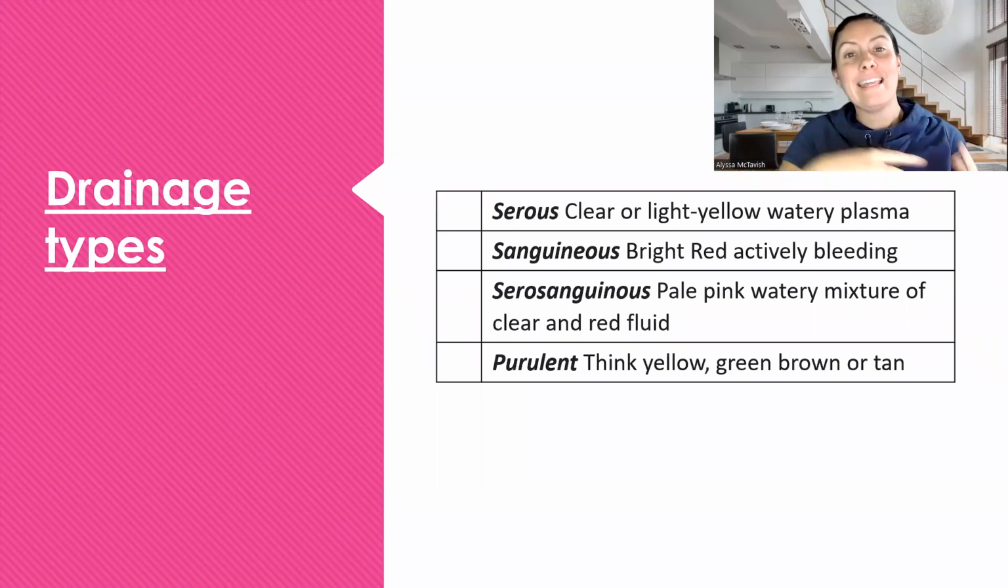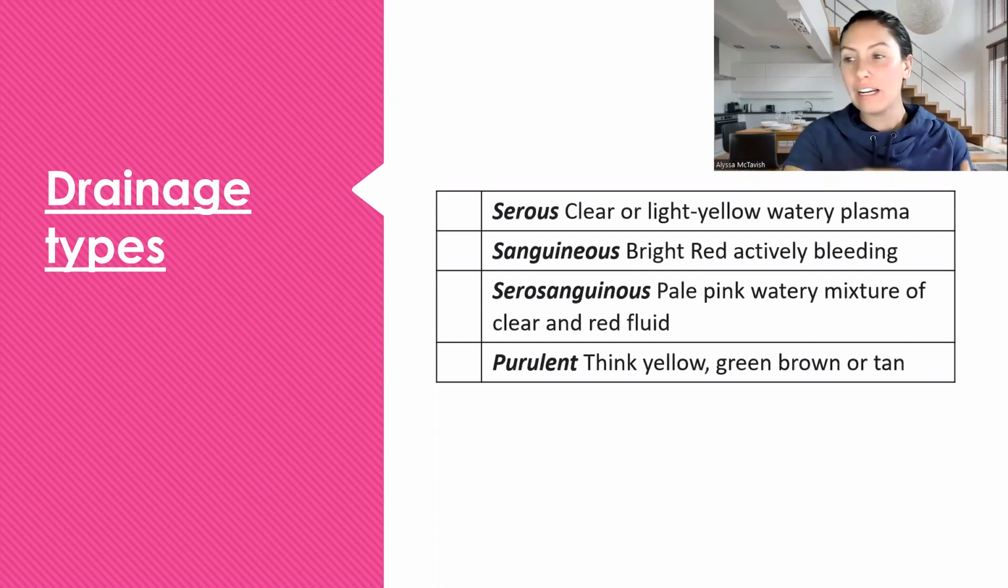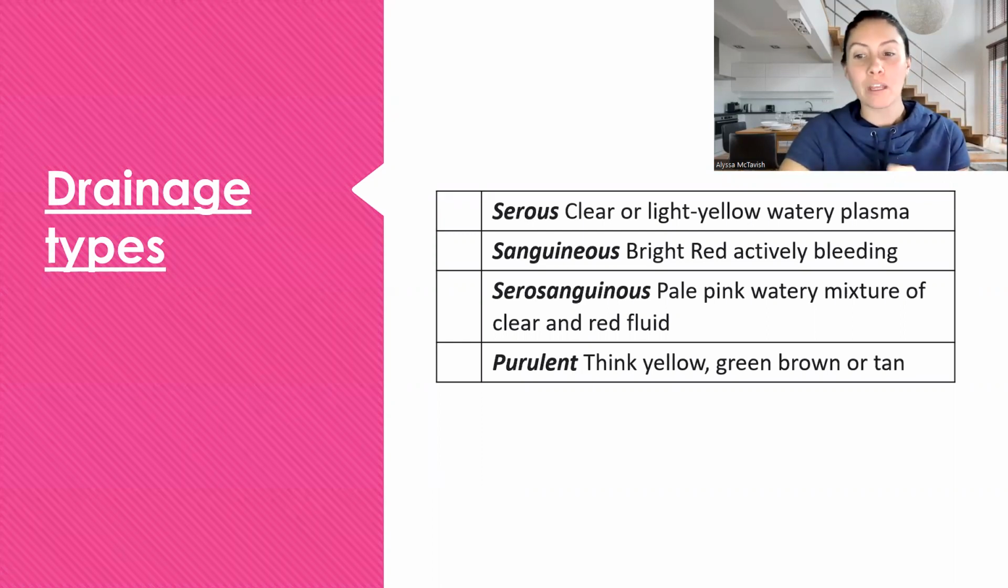Then I look at the drainage type. Serous is just your clear, light yellow, watery plasma coming out of the wound. Completely normal. Sanguineous is where the drainage is bright red. It's actively bleeding, so you see that with fresh wounds. Serosanguinous is when it's a pale pink, so you have your light clear fluid mixed with your blood, a pale pink watery mixture.